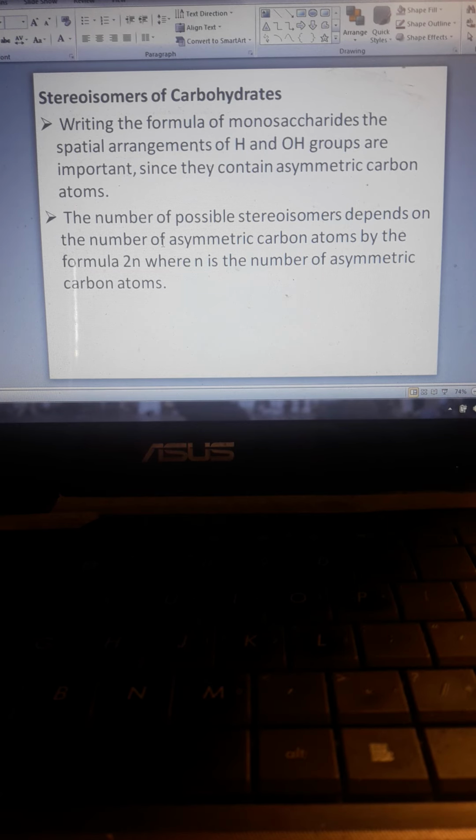So the number of possible stereoisomers depends on the number of asymmetric carbon atoms by the formula 2^n, wherein n is the number of asymmetric carbon atoms. So stereoisomers, meaning two compounds that are considered isomers, depend on the asymmetric carbon that is present in the structure.